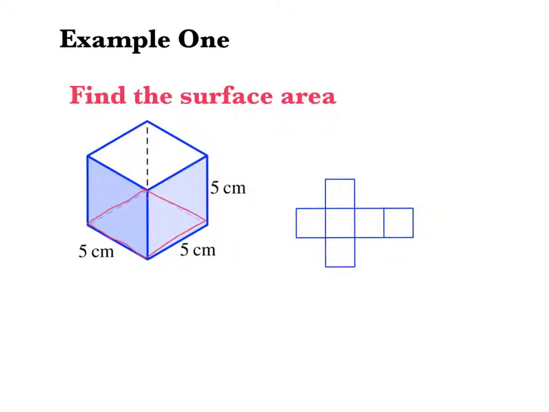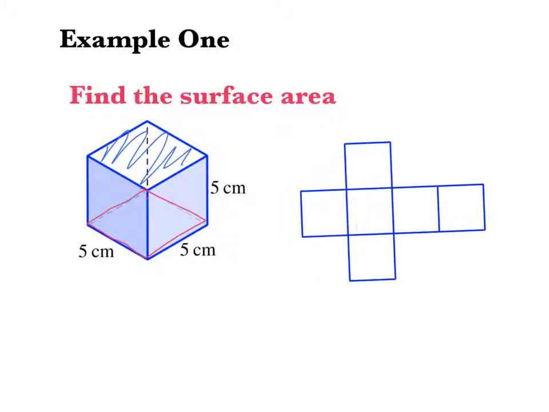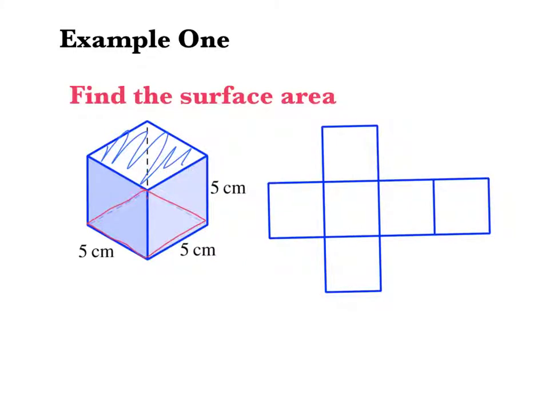What a net helps us do is accurately count all of the sides. Rather than just looking at this 3D object, tilting your head around and going, okay, 1, 2, 3, 4, we can sometimes miss the faces. The most common face to miss is this top one, forgetting to add the top one. So we counter our error by drawing a net.